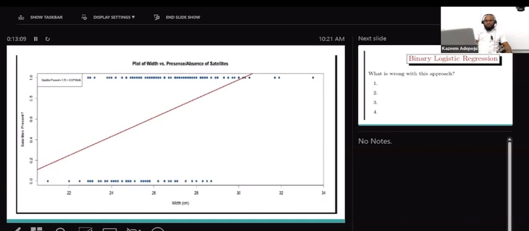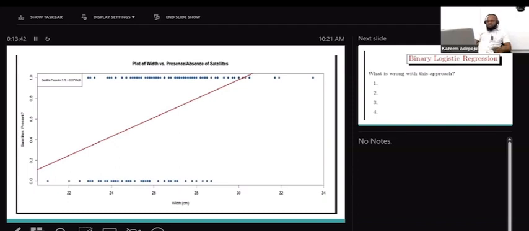The first violation here is that the line can go beyond 0 and 1. It can be less than 0, it could be greater than 1, the prediction that you want to make here. That doesn't make sense because we know the range of probability should go from 0 to 1. But when you fit a straight line, that very restriction can never be fulfilled.